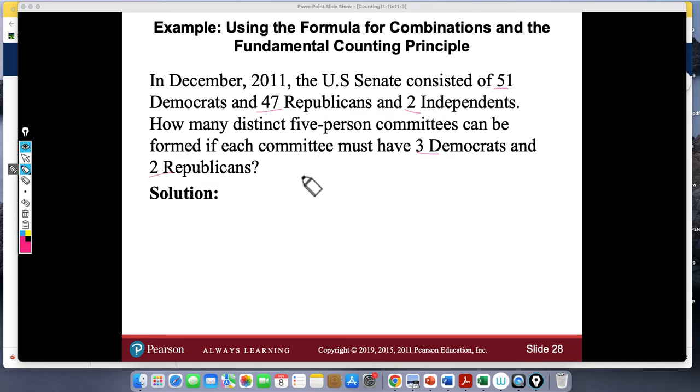So there's 51 Democrats, so it's a combination. We've got 51 to choose from. How many are we going to choose? We're going to choose 3 of those because we're getting 3 Democrats, right? When it comes to the Republicans, we have 47 to choose from, and we're going to choose 2 of them. Now my question is what about the independents? They don't get chosen.